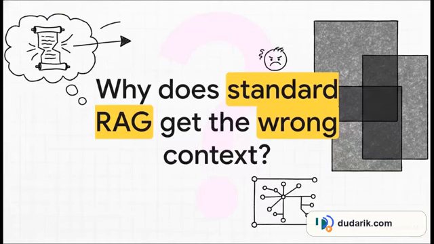But hey, before we get to the solution, we've got to talk about the elephant in the room. Why does standard RAG, retrieval augmented generation, just keep getting the context wrong? We've all been there, right? You ask your AI agent a highly specific question, and it returns this useless, fragmented chunk of text that just happens to share a few keywords with your prompt, totally missing the actual answer. It's pretty much a universal developer frustration at this point.